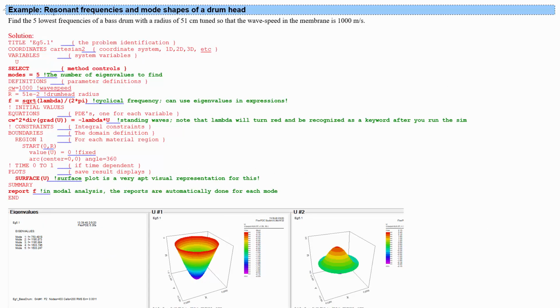First example, resonant frequencies and mode shapes of a drum head. Find the 5 lowest frequencies of a bass drum with a radius of 51 centimeters tuned so that the wave speed in the membrane is 1,000 meters per second. So really this is the 5 lowest frequencies of a bass drum head, not the drum itself. The bass drum itself is a little bit more complicated with, like, the air cavity inside participating and everything. But this will be a good introduction to what's going on in the steady state solutions to the wave equation.